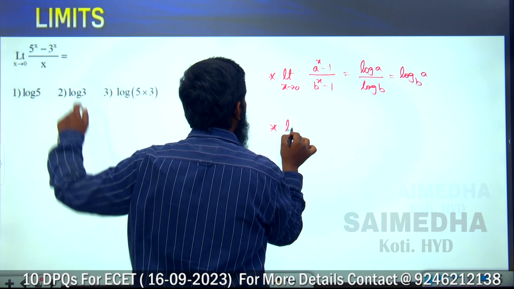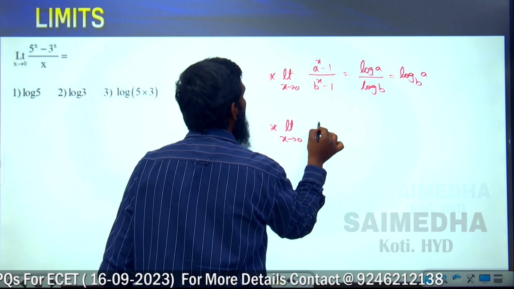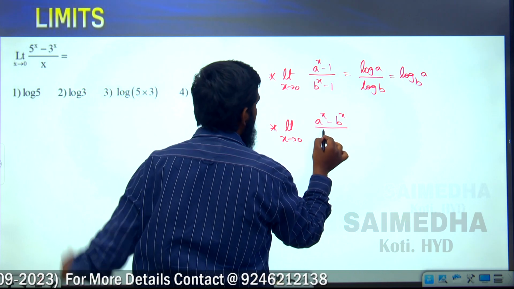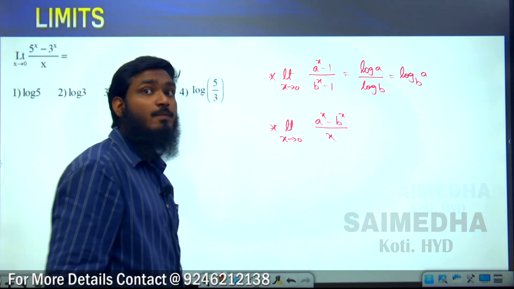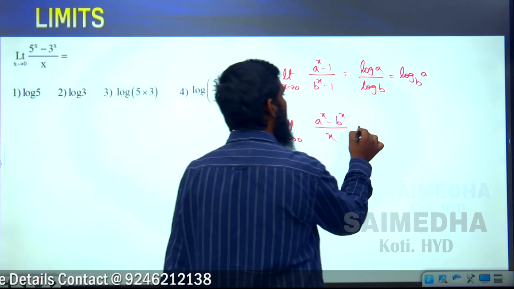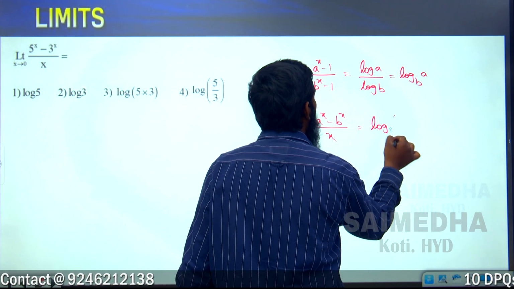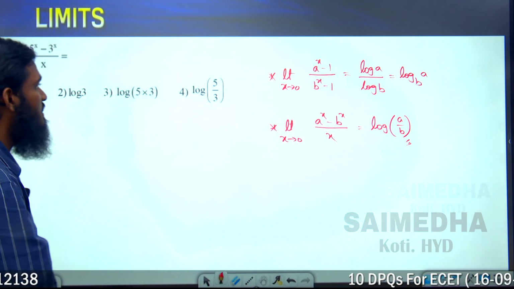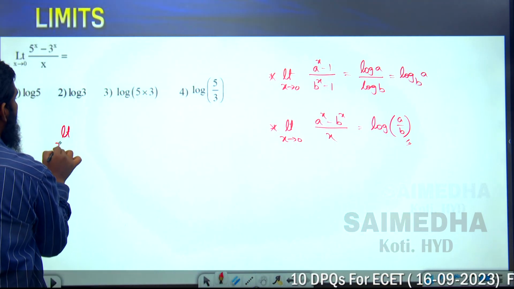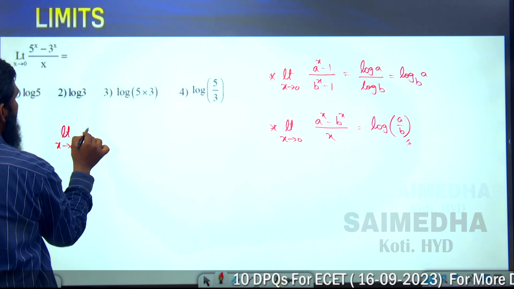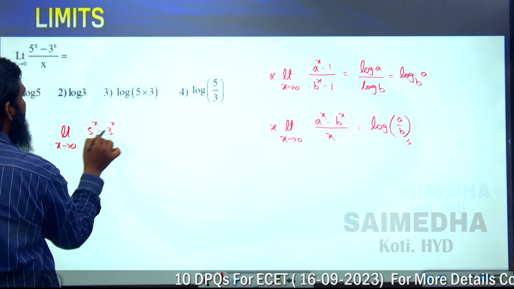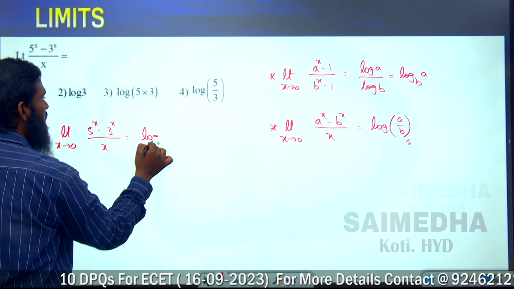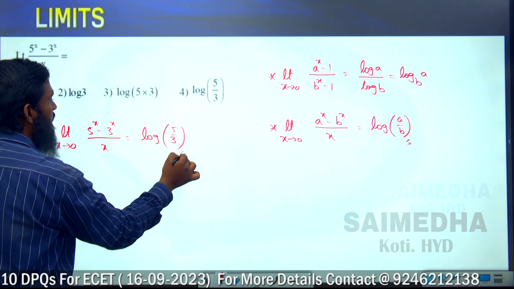Similarly, the formula for limit x tends to 0, (a^x - b^x) divided by x. What can we write as the answer? We write the answer as log (a/b). Similarly here, limit x tends to 0, (5^x - 3^x) divided by x is equal to log (5/3). This is the final answer.